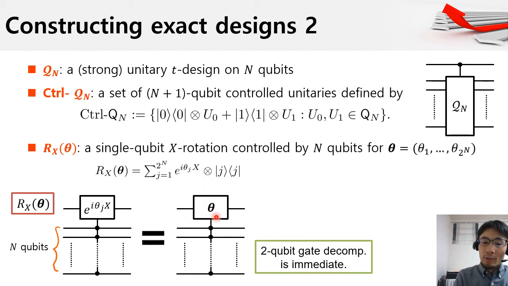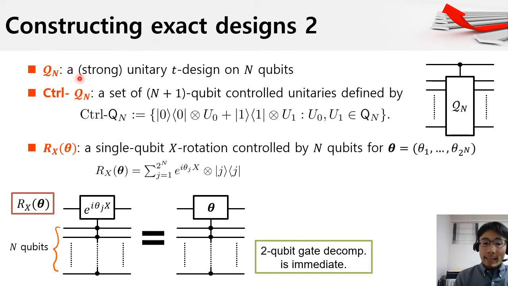So if you see some angle in the box, this is the rotation angle around the x-axis. And obviously, this gate is not a 2-qubit gate, but it is easy to decompose this n plus 1 qubit gate into a series or sequence of 2-qubit gates. So if you see this one, please understand that this can be decomposed into 2-qubit gates.